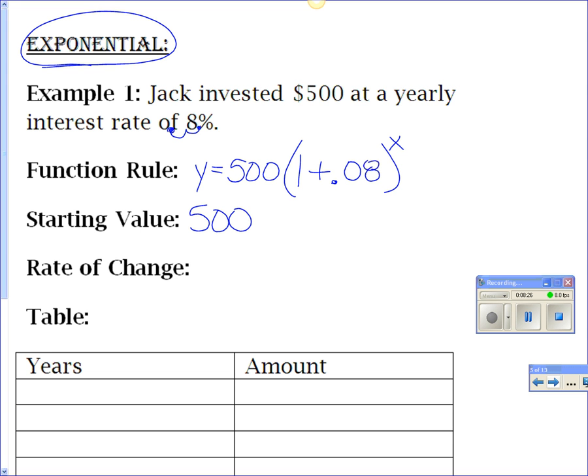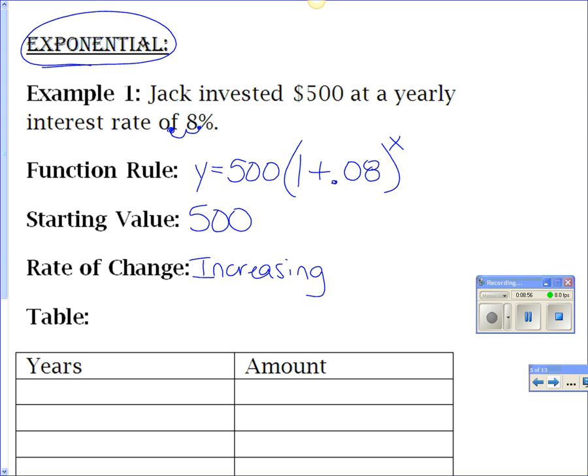Okay, the rate of change is not constant, so we cannot put a number there. Here's the only thing we can put. Is my money going to increase every time or decrease every time? Increase. So the rate of change is increasing. It's not a number because it's not constant. The rate of change is increasing.